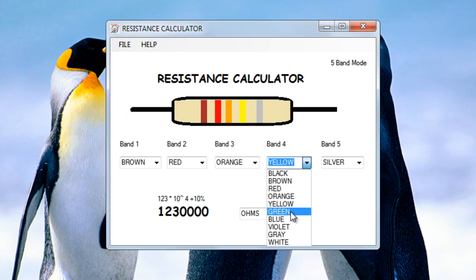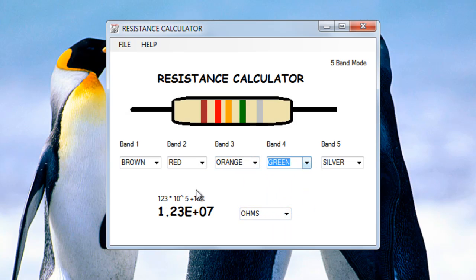If I change it to green, now it is 1 2 3 multiplied by 10 to the power 5, or 1.23 multiplied by 10 to the power 7. If I change it to small values, it is 1 2 3 multiplied by 10 to the power 1 with a tolerance of 10%. If you change the tolerance to gold, it is 5%. If you change the tolerance to none, it is 20%.